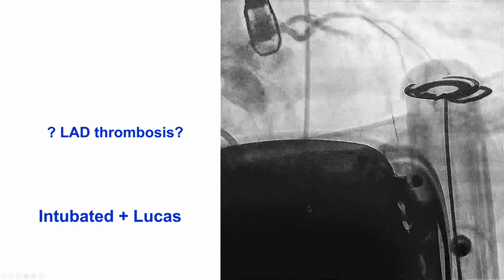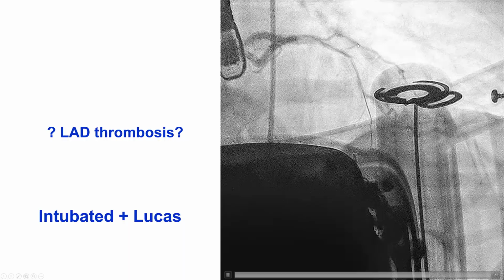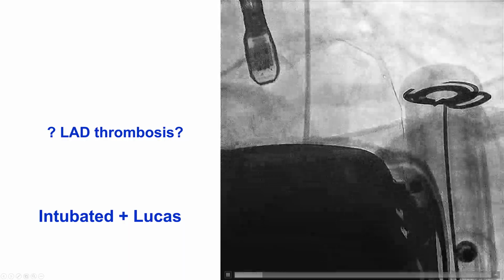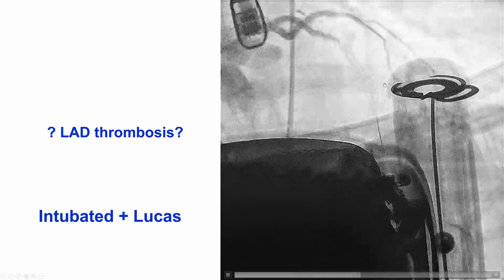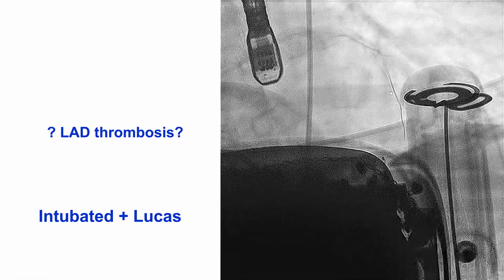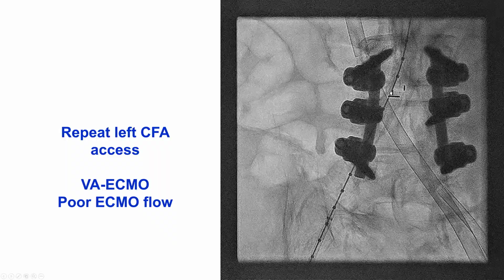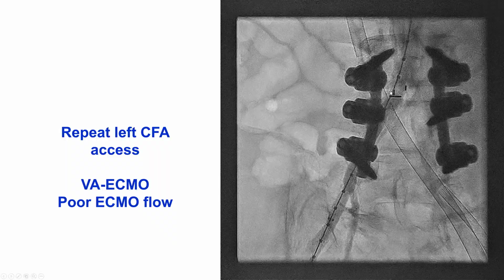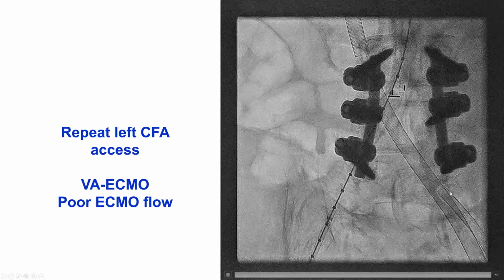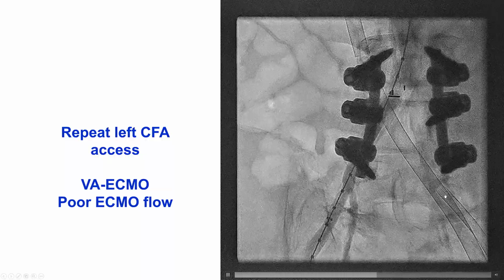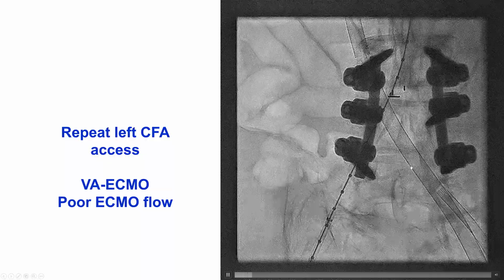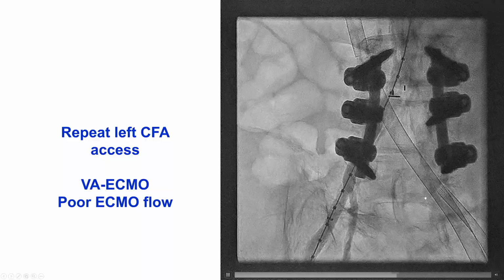While the preparations were made, we took another angiogram. We can see this is done now under CPR. And we thought at this point that there was an occlusion of the LAD, potential stent thrombosis. The patient is intubated at this point on inotropes and vasopressors. And then eventually we were able to put him on ECMO. Both cannulas were placed through the left groin.